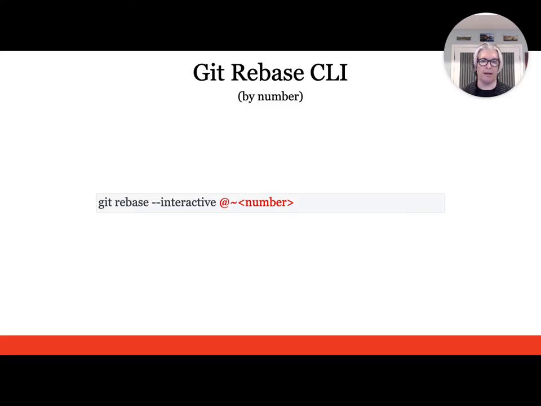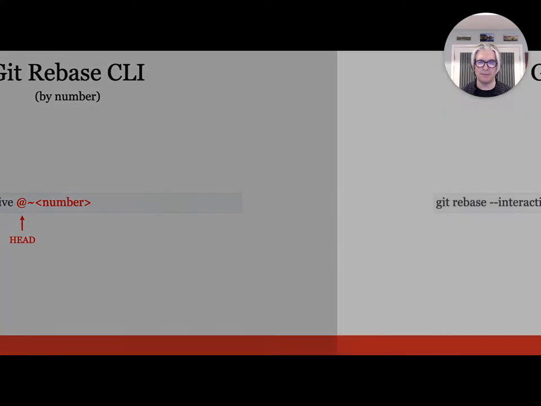Just don't go back past the commit in which you actually created the branch off of, if that helps. By the way, you can use the @ symbol, but you can also type out head if you want to. I'm showing you the shorthand, but they're just synonymous, and that's another way in which to go back a certain number of commits.